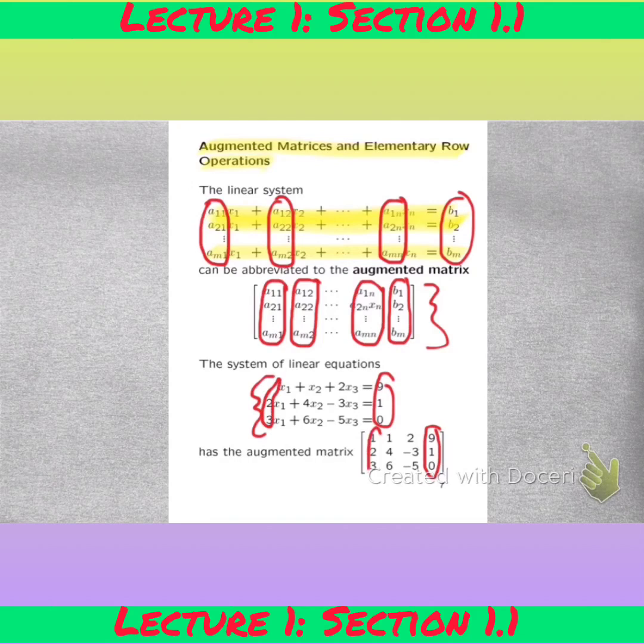That forms my first column. 1, 4, 6, which is that part there, forms my second column. And those coefficients there form my second last column. Alright, so that's what the augmented matrix is as it relates to a linear system.